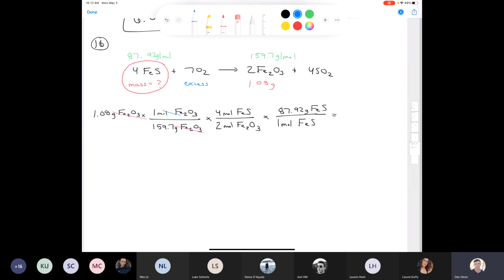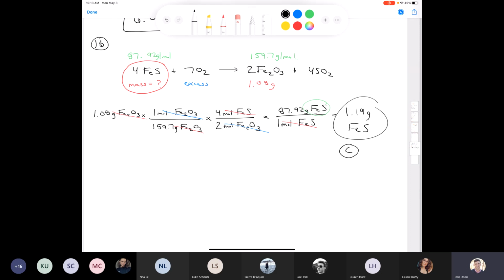Look at this. This is beautiful. The moles of iron(III) oxide cancel out. The moles of iron(II) sulfide cancel out. And what am I left over with? Grams of iron(II) sulfide. The mass that I would need in order to produce 1.08 grams of iron(III) oxide. This is assuming 100% yield, isn't it? But we like to make that assumption a lot in general chemistry. So we end up with 1.19 grams of iron(II) sulfide, like that, which is C. Here we go. So a little bit of stoichiometry here.